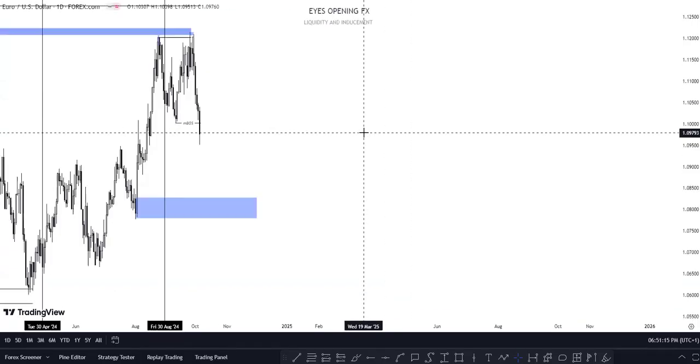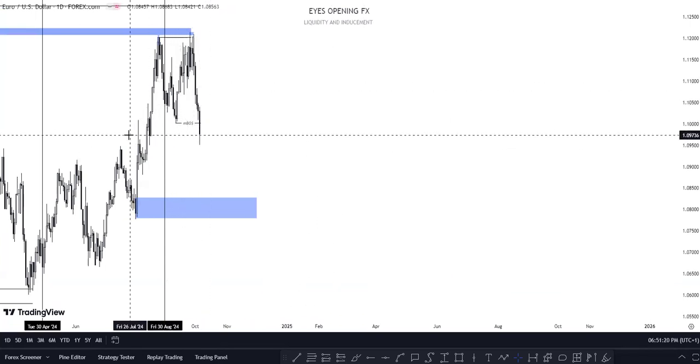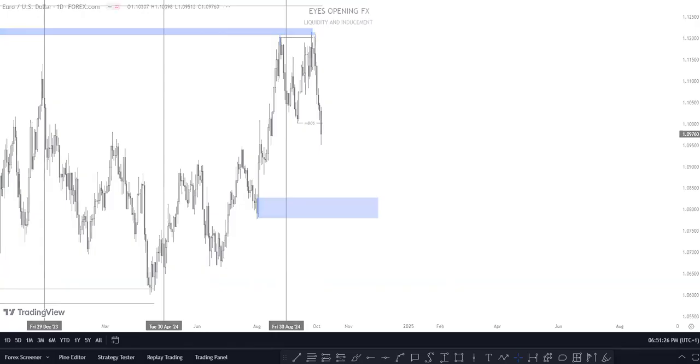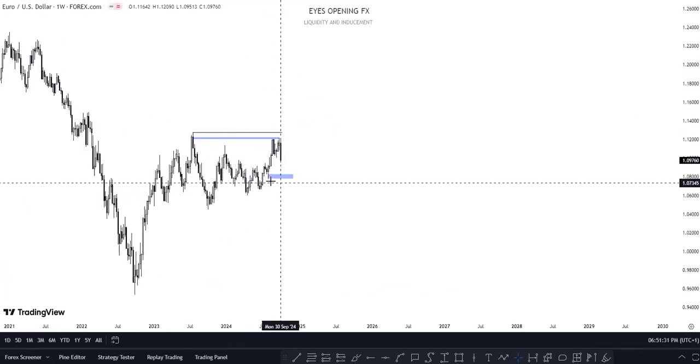Let's look at EU. The same thing. We'll have a break of structure right here to the downside, which you can also call liquidity. On higher time frame, on weekly time frame, I'm also expecting market to run a little bit lower into this range.